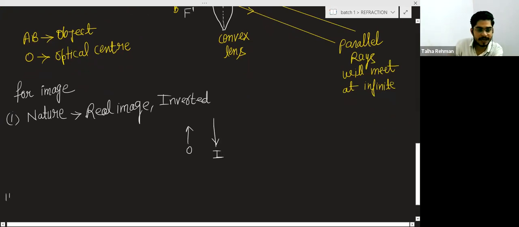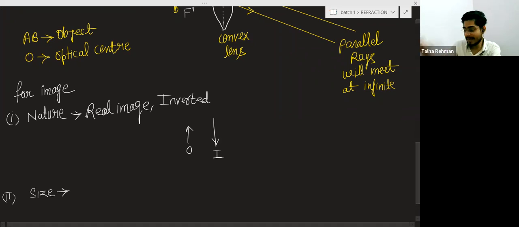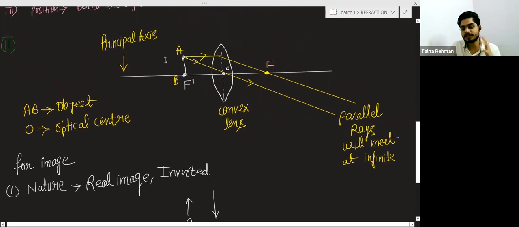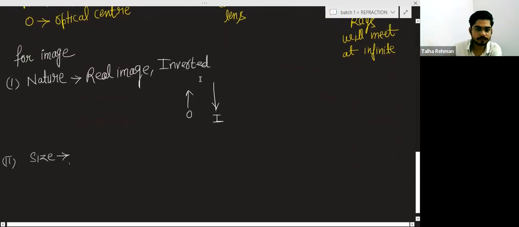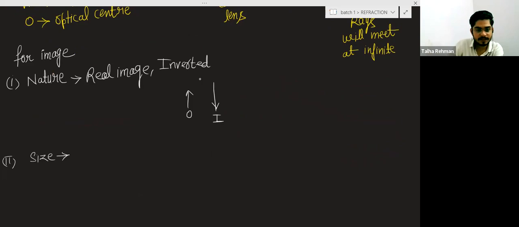Now talking about the size of the image, as you can see your object is small, but your image this time will be highly magnified. Okay, so talking about the size, you will say highly magnified.